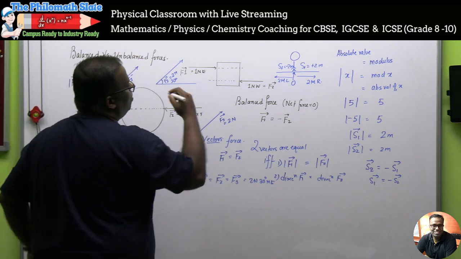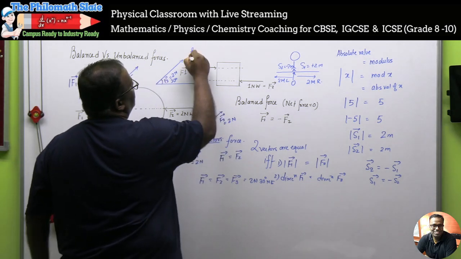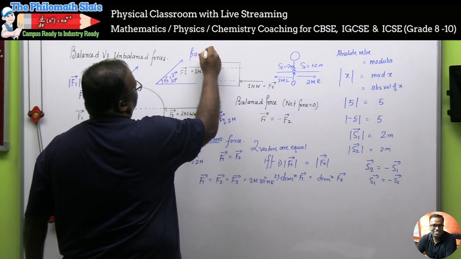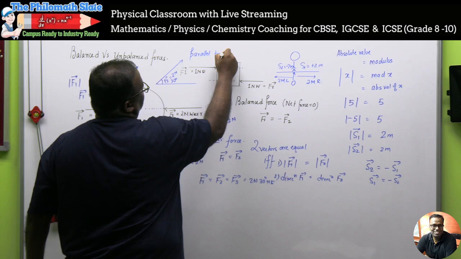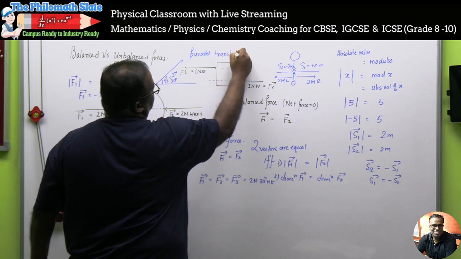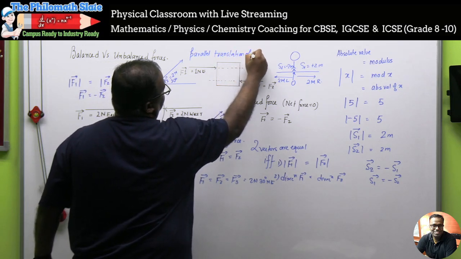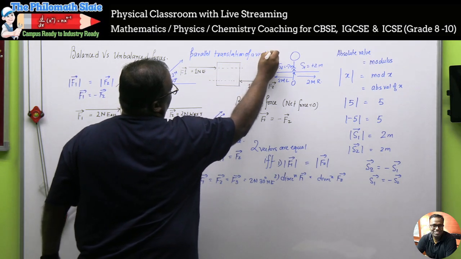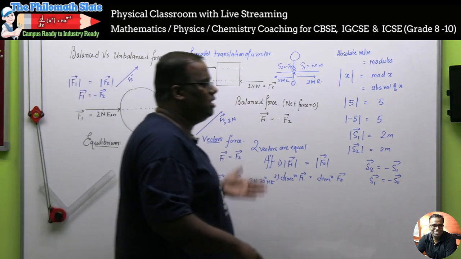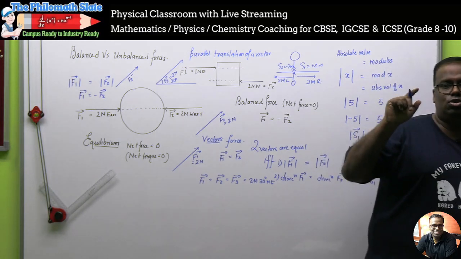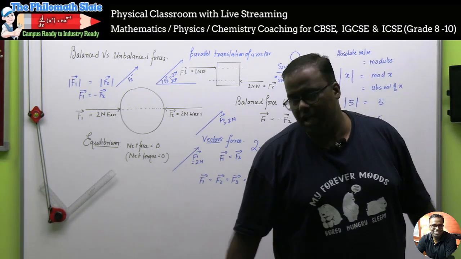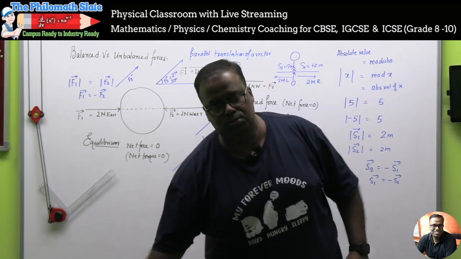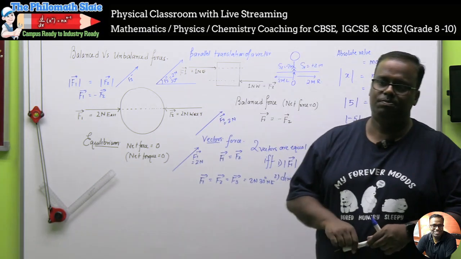ऐसे प्रोसेस को हायर मैथमेटिक्स में हम बोलते हैं पैरेलल ट्रांसलेशन of a vector. You are allowed to do this. A vector can be parallelly translated anywhere as long as you don't change its direction and its magnitude, which anyway you will not do. Do you understand?